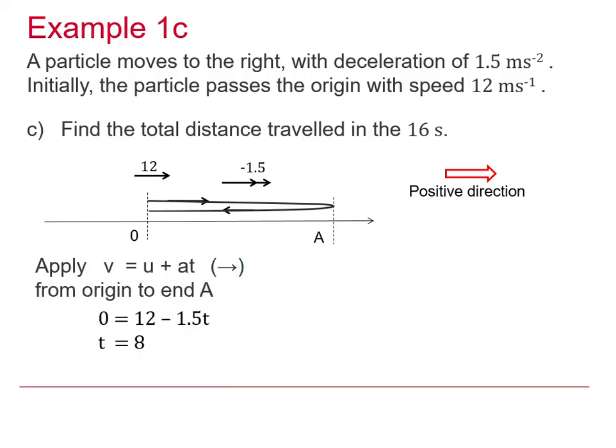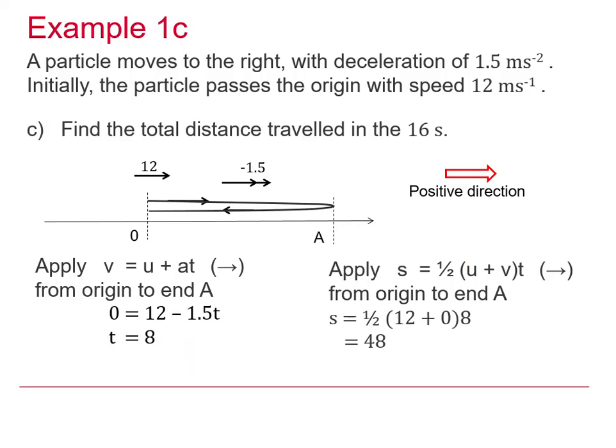Now I've done it a different way here. I've said apply v equals u plus at to find the time to the far end. If you do it that way instead, then you use v as u plus at, you've got 12 minus 1.5t, giving you t equals 8. Once you've done that, you can use another of the formulae with the information that you've got to find the distance, and that works out as a half times 12 plus 0 times 8, again 48. So that's in 2 steps. It's an equivalent process. It gives you the answer in a different way.